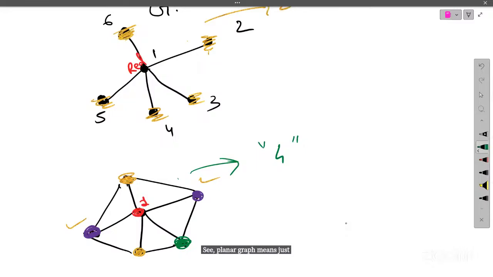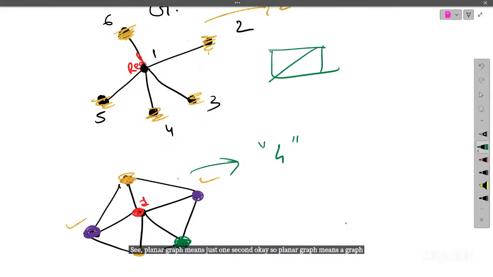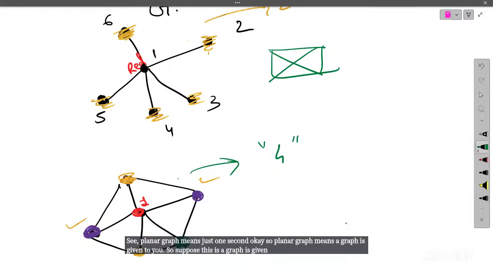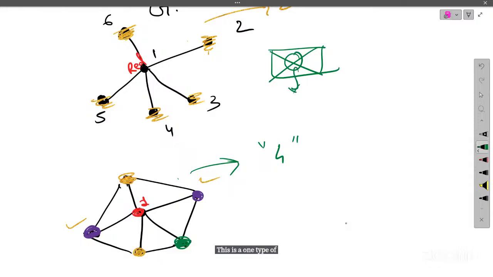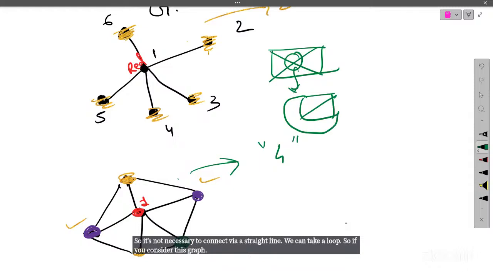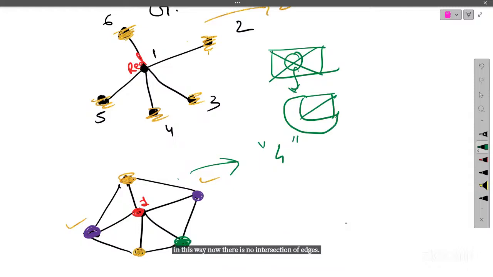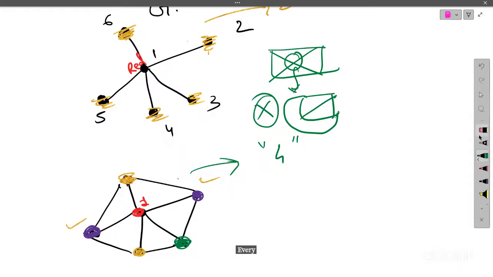See, planar graph means a graph is given to you. Suppose this graph is given to you. Here we can say there is one intersection of edges. But you can redraw this graph, right? This is one type of drawing we can make. We want to just connect vertices by an edge, and it's not necessary to connect via a straight line. We can take a loop. If you consider this graph in this way, now there is no intersection of edges. So planar graph means no matter how differently you draw a graph, there should not be any intersection. Every joint has a vertex, na ma'am.